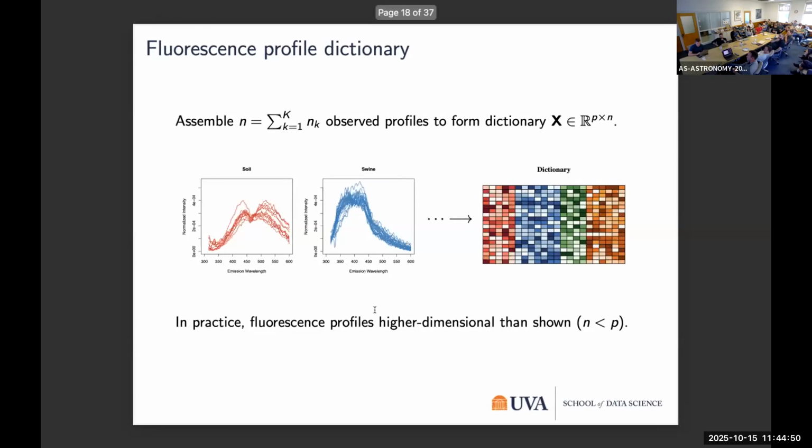For our purposes, the fluorescence profiles are actually, we have several emission spectra for several excitation wavelengths. So everything's a little bit more high dimensional than shown. So the number of examples we have is actually less than the dimension p. So this matrix is a little bit misleading. We have a longer matrix than it is wide.